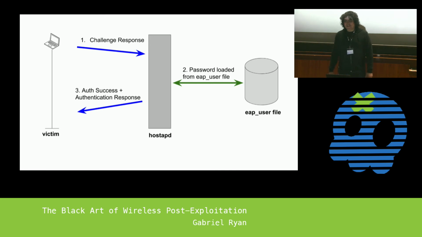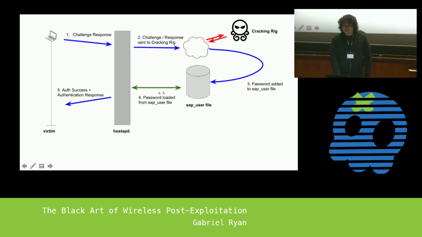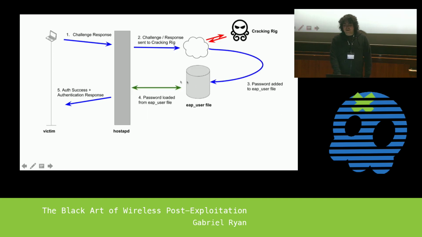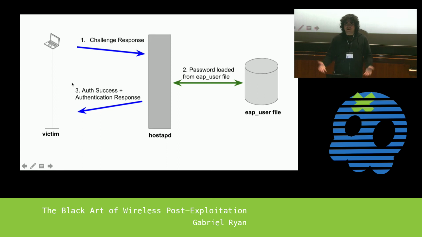It's called the EAP user file. It's kind of a very primitive database implemented using a text file. I know it's bad, but that's just how it's implemented. But it's going to attempt to load this password from the EAP user file and use that to construct the authentication response. This is actually where this process will start to break down if we don't have prior knowledge of the victim's password, which if we're attacking the victim in the first place, we probably don't have.